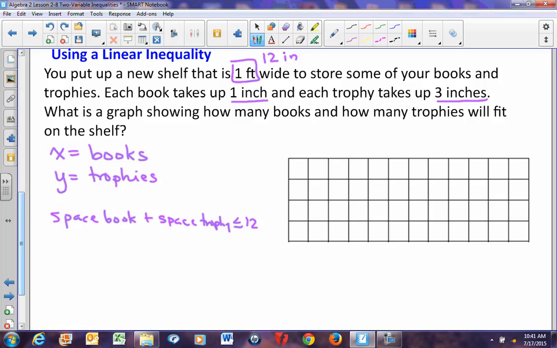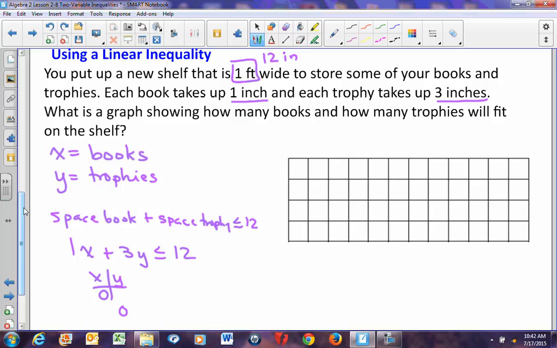So if each book is 1 inch, 1 inch times the number of books that I have, plus each trophy is 3 inches, 3 inches times the number of trophies that I have, it's got to be less than or equal to 12 inches total. So there's my inequality. Very simple to solve by using intercepts because 12 is divisible by both 1 and 3.